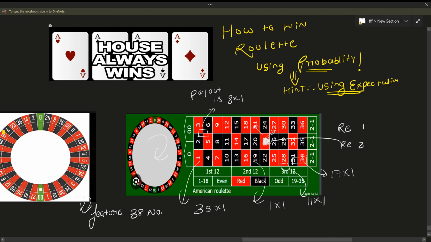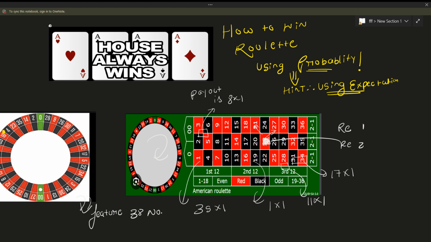Hi everyone, let's see how you can win at roulette using probability. You must have heard these lines: casino always wins, house always wins. You must have wondered how players predict that they're going to win or lose, so let's see how we can predict that.